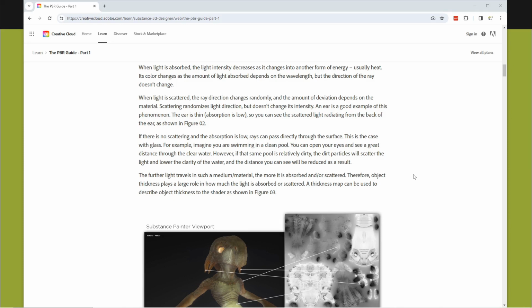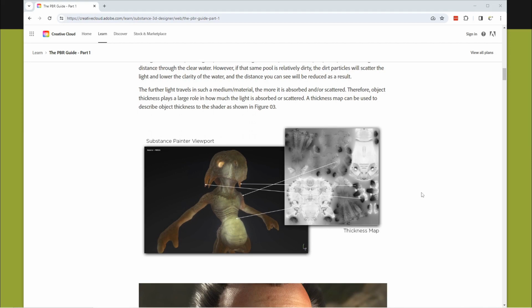However, if that same pool is relatively dirty, the dirt particles will scatter the light and lower the clarity of the water, and the distance you can see will be reduced as a result. The further light travels in such a medium, the more it is absorbed and or scattered. Therefore, object thickness plays a large role in how much light is absorbed or scattered. The thickness map can be used to describe objects to the shader as shown in these other views.